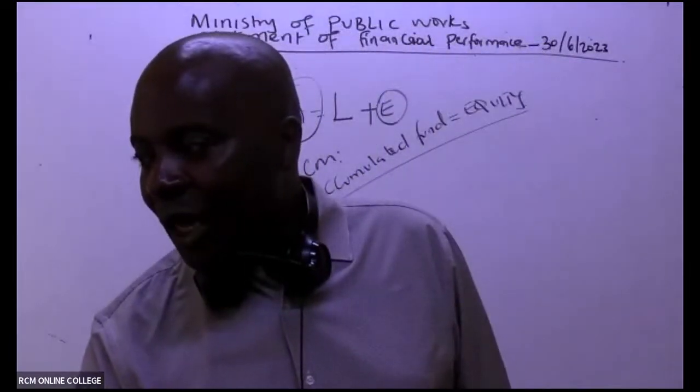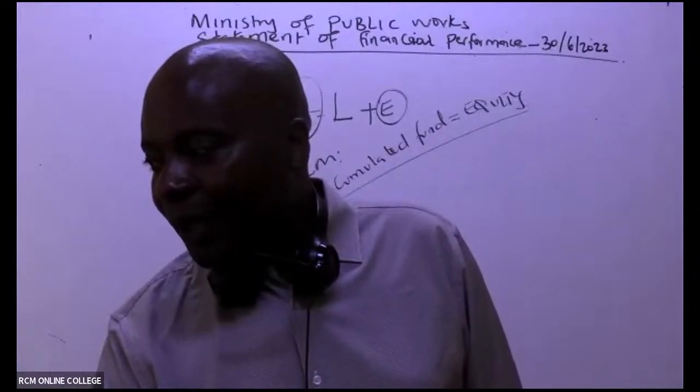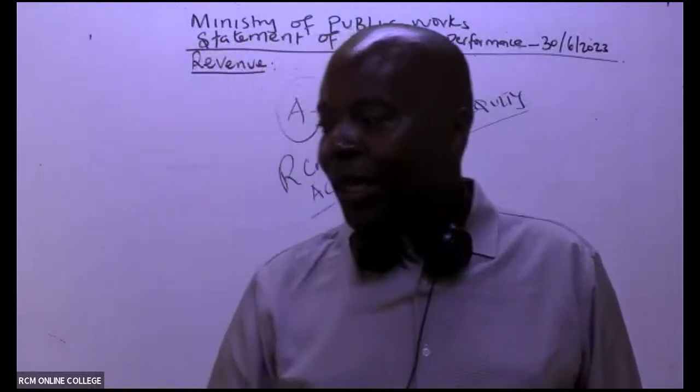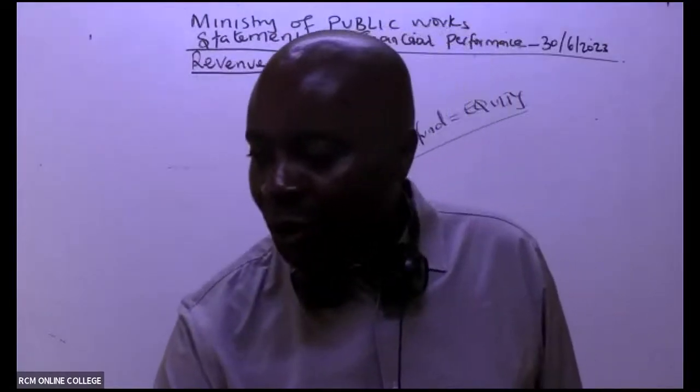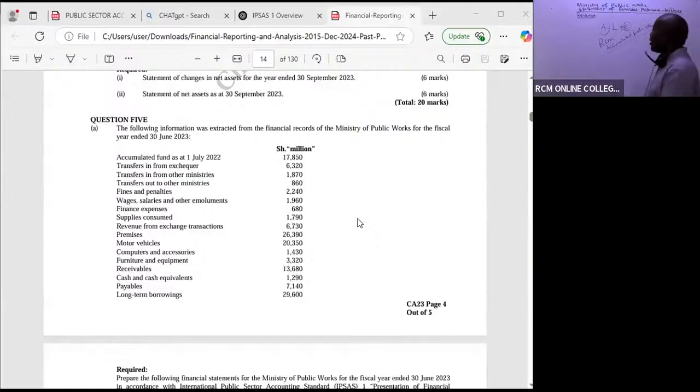All right. Then if you'd allow me, ladies and gentlemen, thank you so much. So then we shall be able to do this statement of financial performance. We start with revenue. We are simply copying down because now we have been able to identify them. Once I identify them, I should be able to earn those 6 marks pretty fast. So we start with the transfers in from the exchequer.